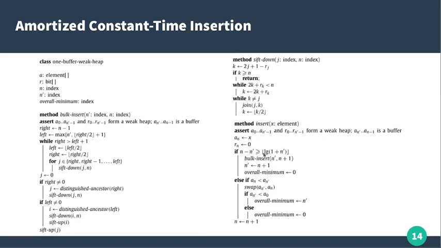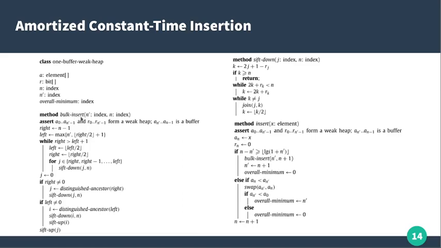So here is the bulk insertion. If no bulk insertion is required and the new element is smaller than the minimum of the buffer, then the two elements are swapped and the minimum indicator is updated when necessary. Now I will go to the bulk insert function, which does the bulk insertion.